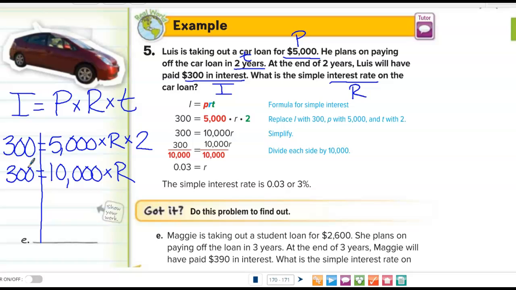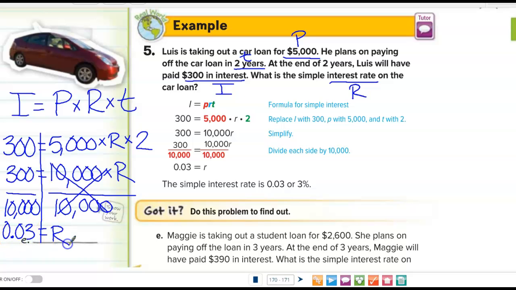The opposite of multiplying is dividing. What number am I going to divide by? 10,000, because it's with the variable. So type in the numerator divided by the denominator. And we get what, Carter? 0.03. But what do I need to do lastly to figure out my final answer?